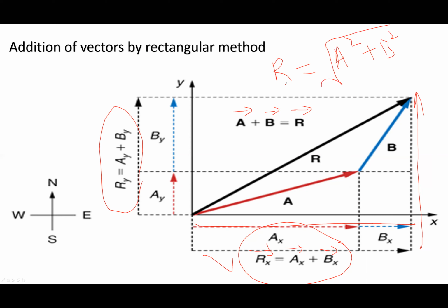Theta will be equal to tangent inverse of Ry divided by Rx. This is the relation for the angle of the resultant vector. Now, I will do a simple calculation for you. We have added two vectors and we have written the relation for two vectors.